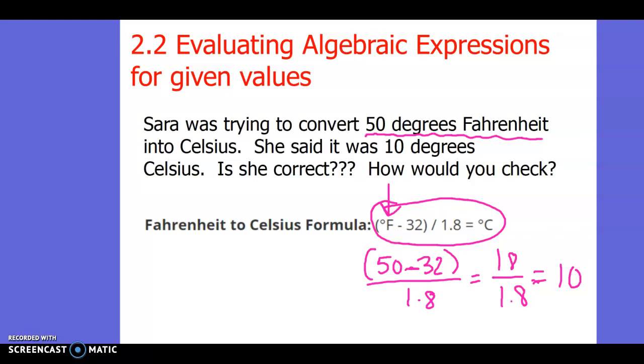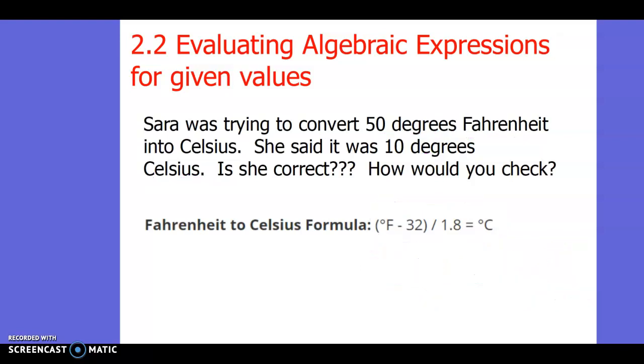She said 50 degrees Fahrenheit is 10 degrees Celsius, so is she correct? Yes, she is correct. And again, the way that we checked it is we put the value for Fahrenheit in place of the letter F and then evaluated our expression. So that's what we're going to work on doing today, is putting numbers in for the variables and evaluating the expression.